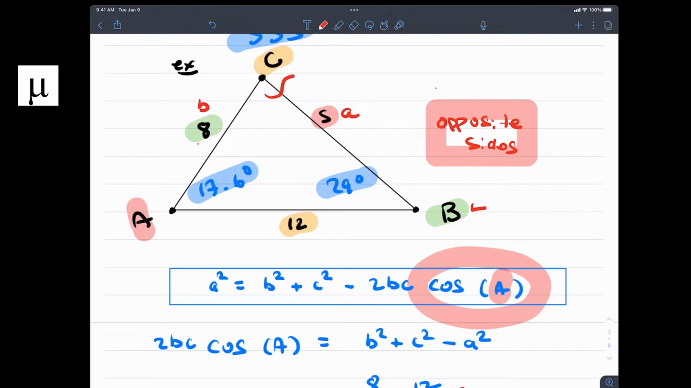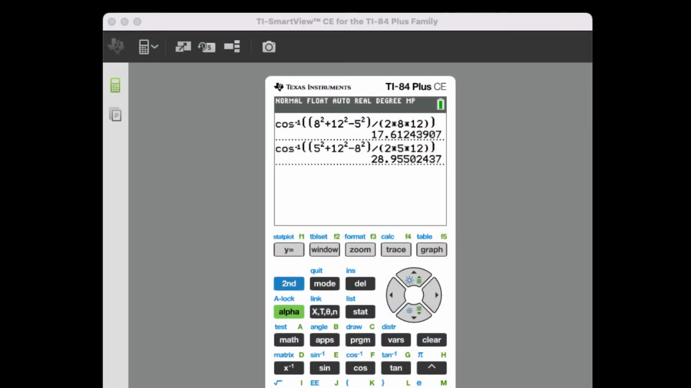All right, now here's the deal. 180 minus 17.6 minus 29 degrees, ladies and gentlemen. And your answer is going to be, what's the answer? 133 point what? 4 degrees. There it is.